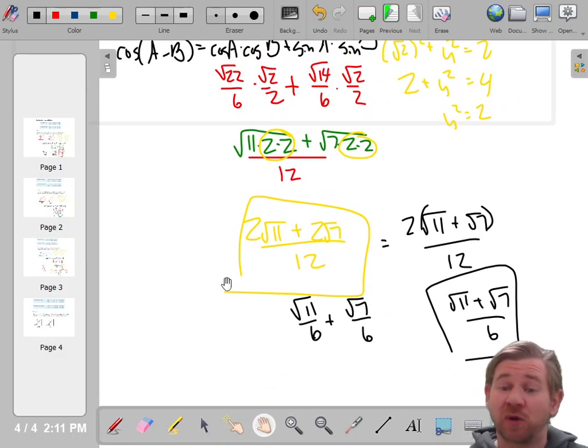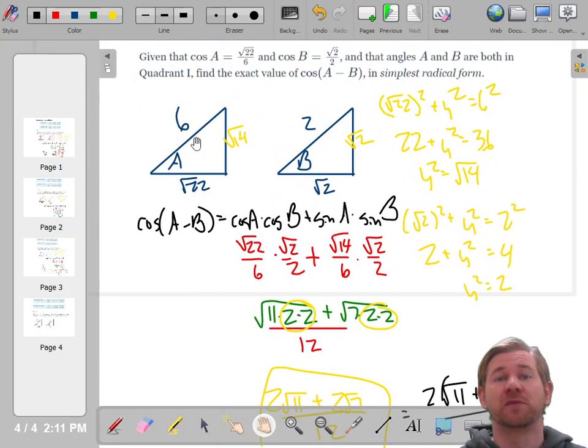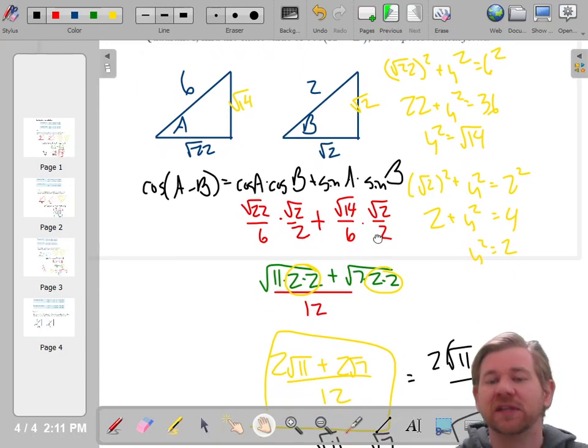But for the most part, it's just a matter of can you work with radicals and can you simplify some fractions. We have done these helper triangles quite a bit this semester, so that should be a good review.